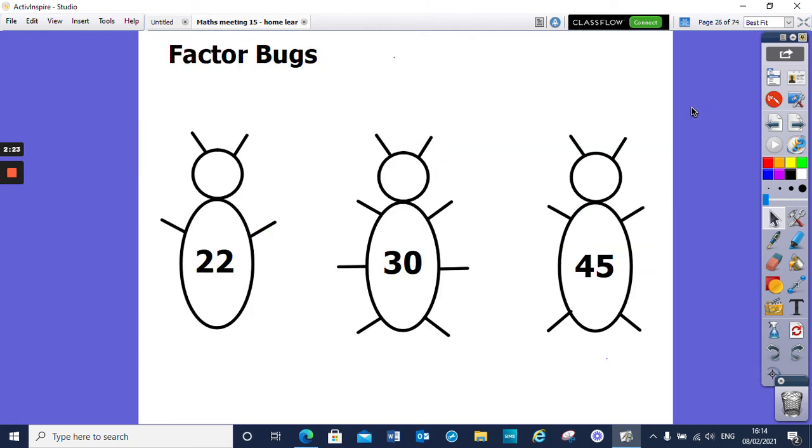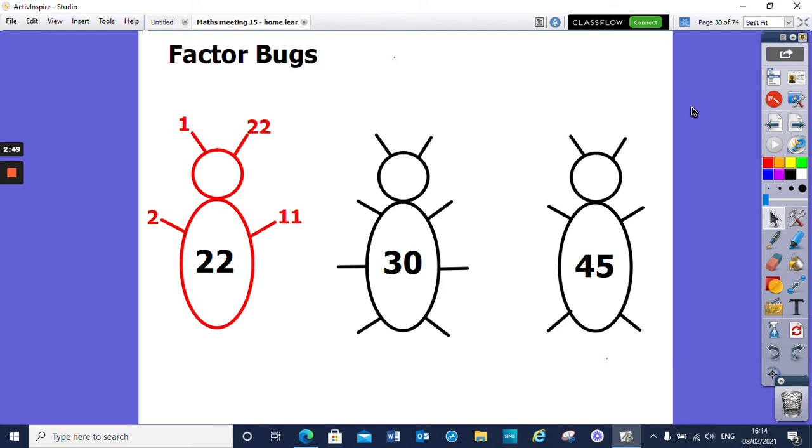Factor bugs now. 22, 30, 45. Find all the factors of those three numbers. Off you go. Okay, now remember, every number has 1 and itself as factors, at least. So, let's make a start with 22. 1 and 22. 2 and 11. 1 times 22 makes 22. 2 times 11 makes 22.